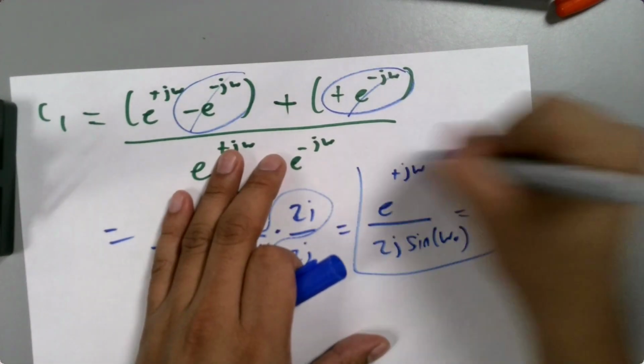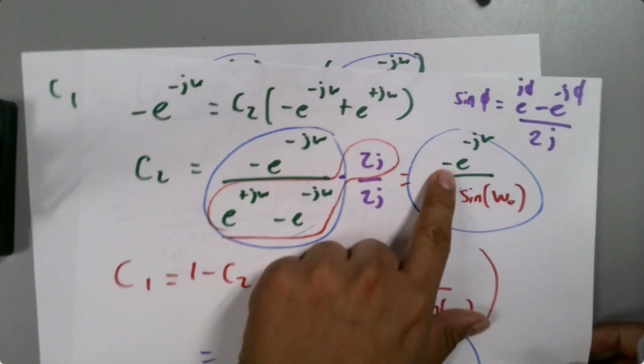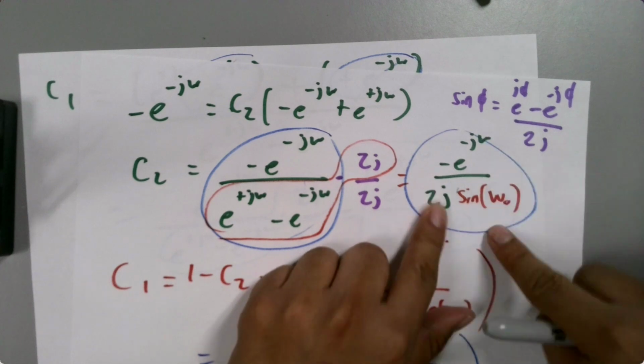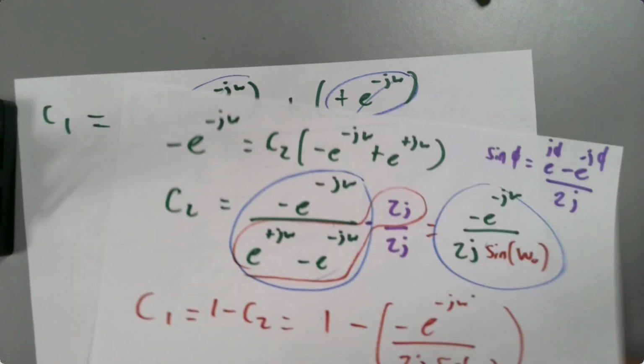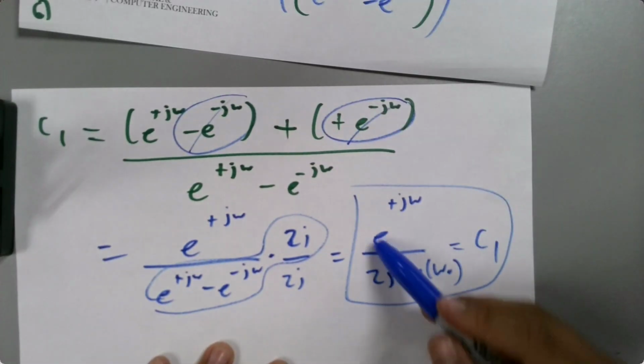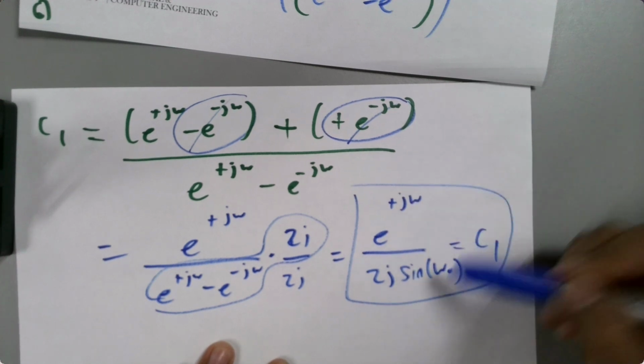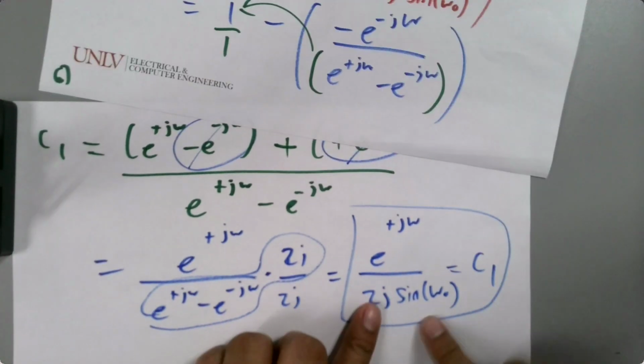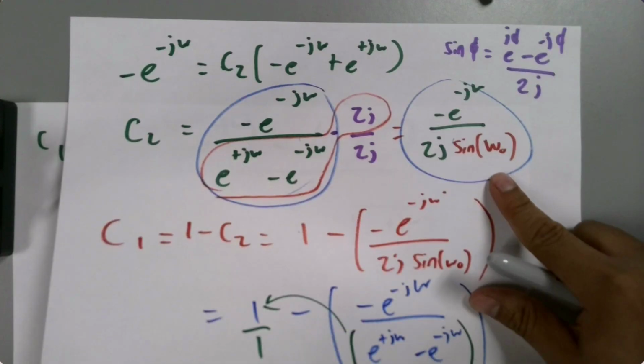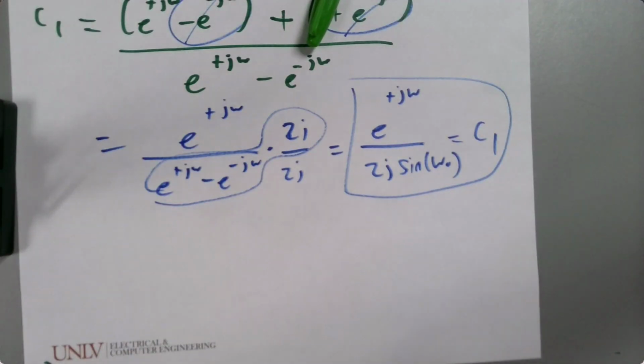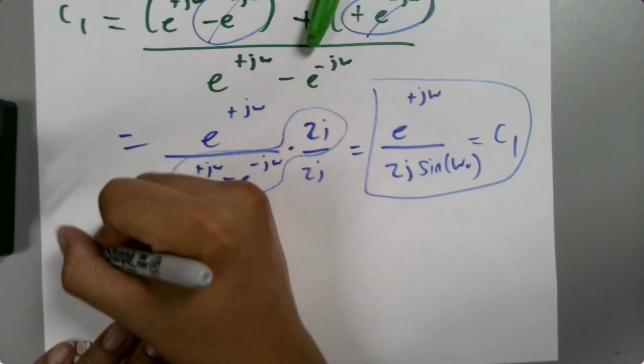And there we go. Now we have C2, which is minus e to the minus j omega divided by this. And then we have C1, which is the positive j omega. See, that's the reason why I wrote this, because it's easier to see. Cool, right? And now we can punch in for our y poles.